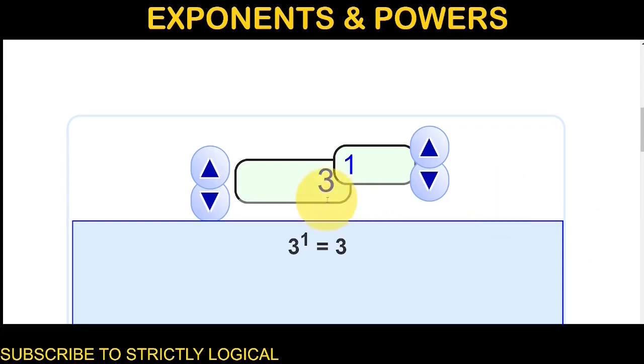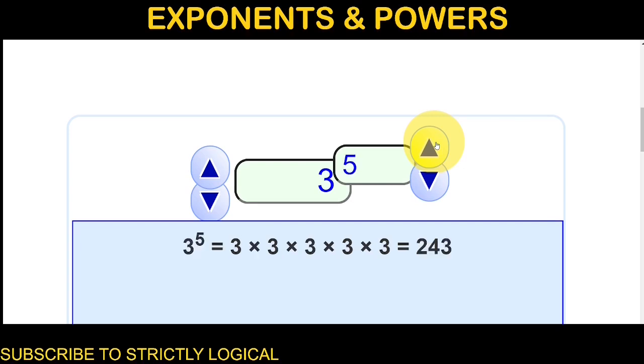For example, here I have taken base as 3 and power as 1. It means that 3 needs to multiply to itself 1 time. So that will be equivalent to 3 only. Suppose let's increase the power to 2. It means 3 square. 3 needs to multiply to itself 2 times. That will be equivalent to 9. Now let's increase the exponent to 5, which is equals to 243.